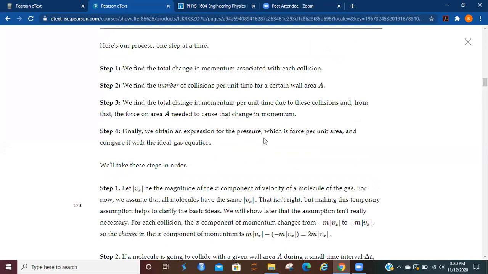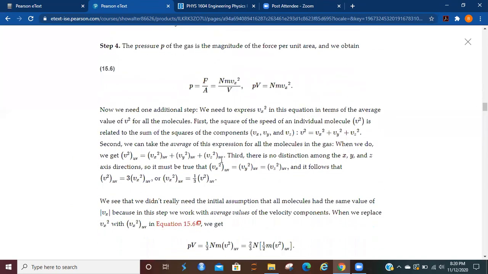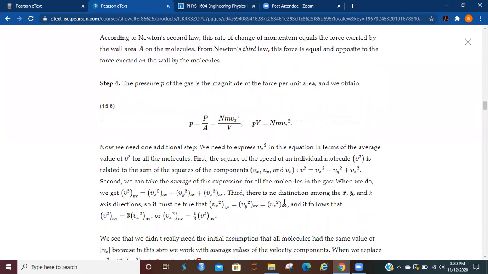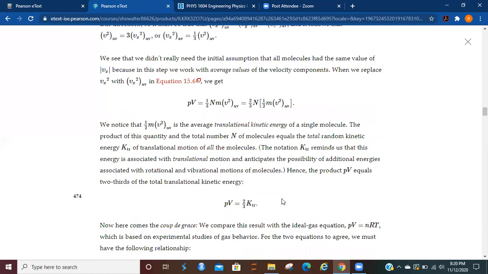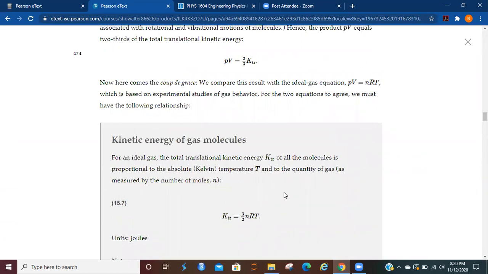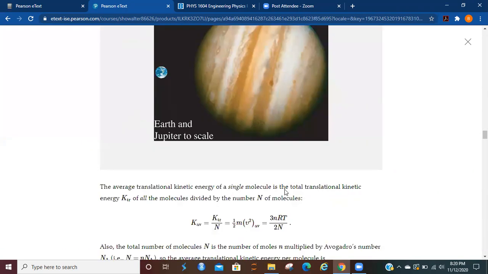Step 4, finally, we obtain an expression for the pressure, which is the force per unit area, and we compare it with the ideal gas equation. So here we go. Pressure is equal to force over area. Pressure we had determined was this. And then you can compare this to the ideal gas law, and come up with this particular relationship. Again, this is not something I would expect you to know, but this is the argument behind where this comes from.